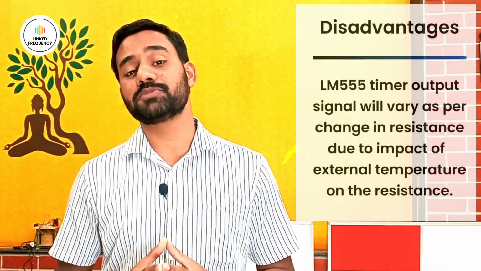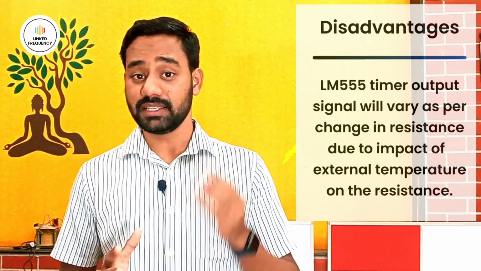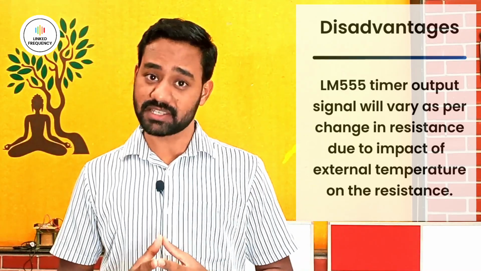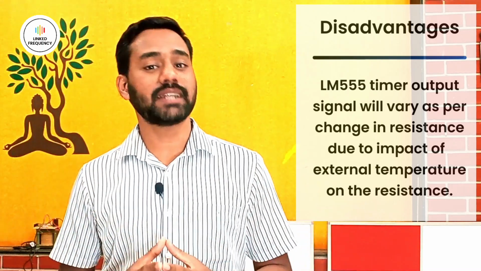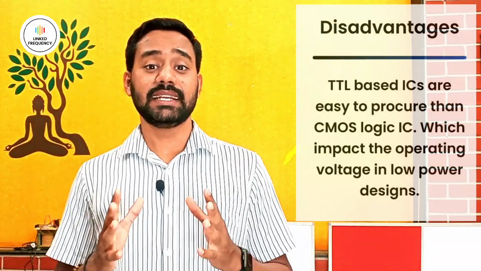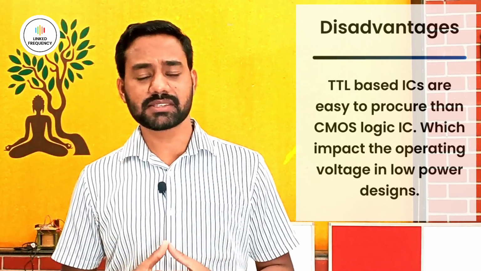Second disadvantage is the output will vary with changes in resistance because of environmental temperature. These resistors are external, and if you are using 5% tolerance resistors, because of environmental temperature change, the output frequency will change rapidly.